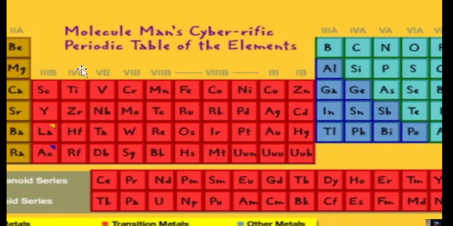So have that in mind. This is S, this is P, this is D and this is F. So if I ask you, sulfur is what block element? You will say that sulfur is a P block element. While hydrogen is an S block element, chromium is a D block element, and then you have your europium, which is going to be an F block element.